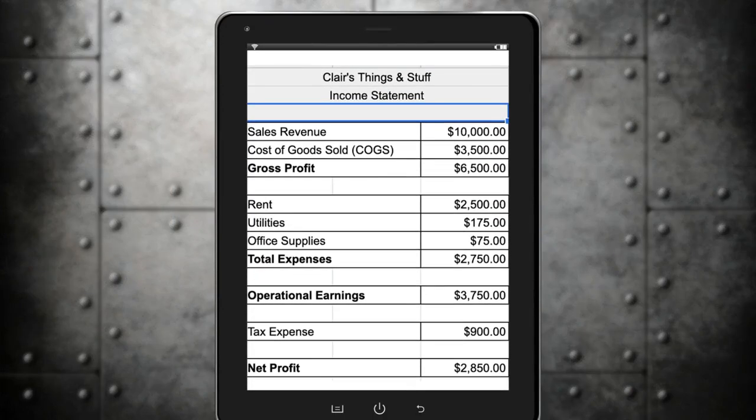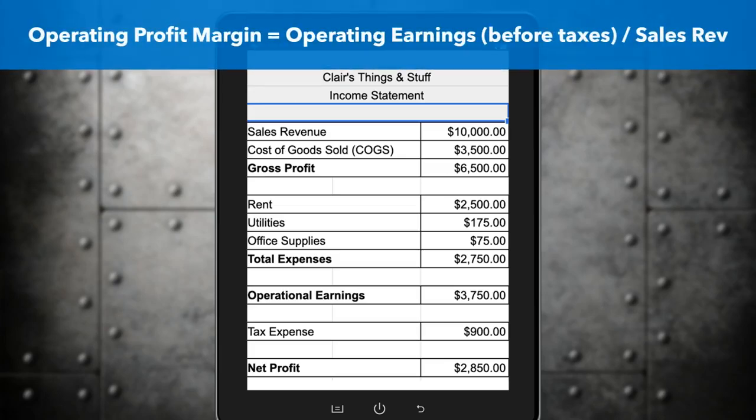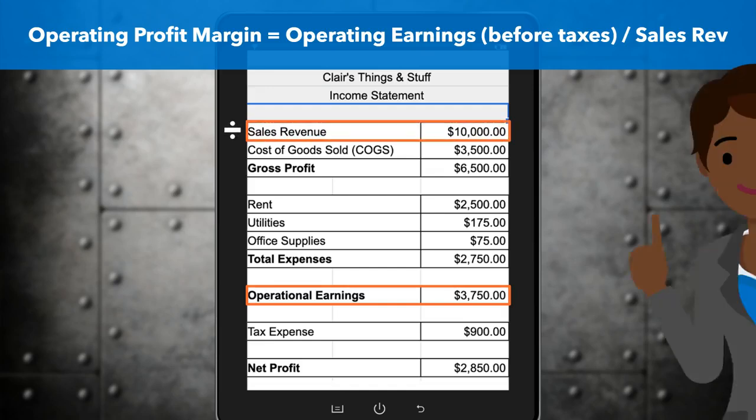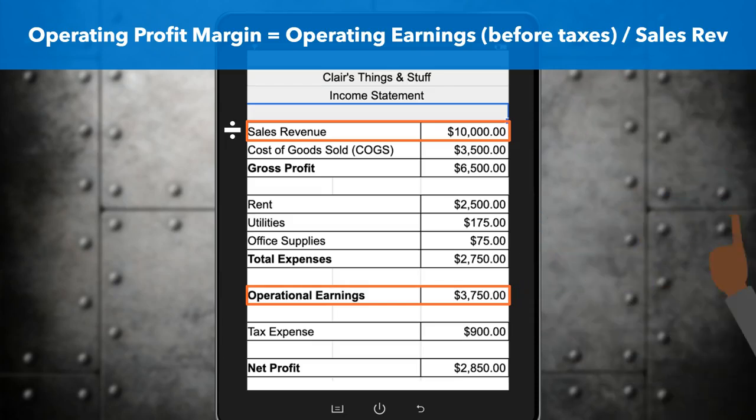Let's take a look at Claire's income statement again. To figure out her operating profit margin, we simply just take what her total operating earnings were before taxes and divide that by her sales revenue. That will tell us what percentage of every dollar Claire keeps once her overhead is factored in. Let's see how things shake out.